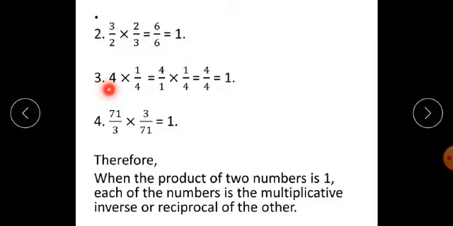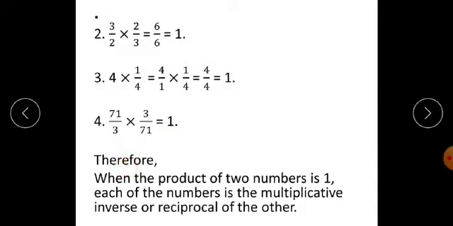Now students, here the first number is 4. If I ask you how will you write 4 in the form of fraction, you say that 4 can be written as 4 upon 1. Therefore 4 upon 1 into 1 upon 4: 4 into 1 gives you 4, and 1 into 4 gives you again 4. 4 is divisible by 4, and you will get the answer as 1. Last example, 71 upon 3 into 3 upon 71. 71 and 71 get cancelled, and similarly 3 and 3 get cancelled. Therefore our answer is again 1.